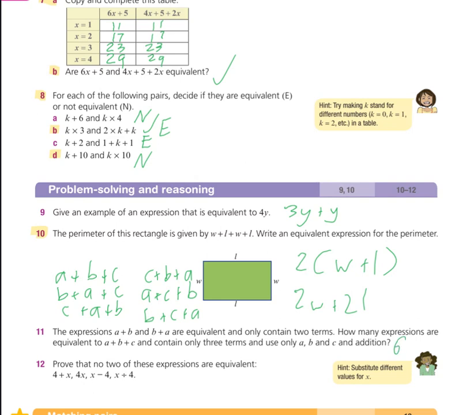And for the last one, prove that no two of these expressions are equivalent. Well, let's just say x equals 5. 4 plus x, so 4 plus 5 is 9. 4 times 5 is 20. 5 take 4 is 1. 5 divided by 4 is 1.25. So, yeah, that's a perfect way to see that it doesn't work. You could have used all sorts of different numbers to show that they didn't work. Could have used 0. 4 plus 0 is 4. 4 times 0 is 0. 0 take 4 is negative 4, and 0 divided by 4, you're not going to be able to do.